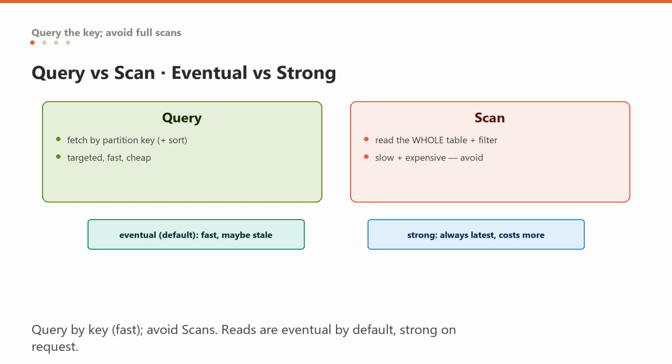It's fast and targeted. It goes straight to the right partition. A scan, by contrast, reads the entire table and filters afterward, which is slow and expensive. You avoid scans in production.